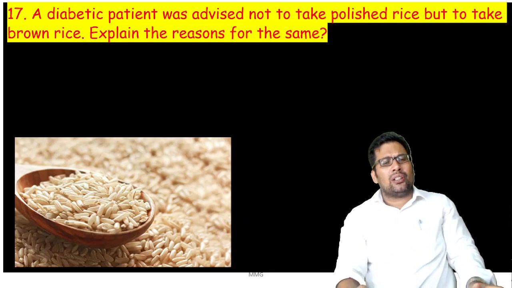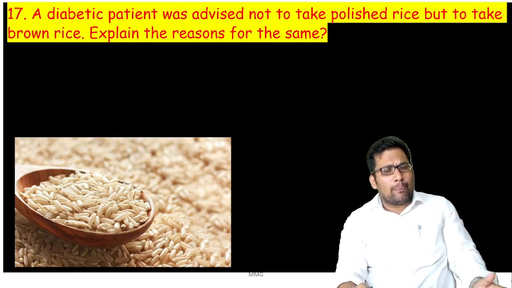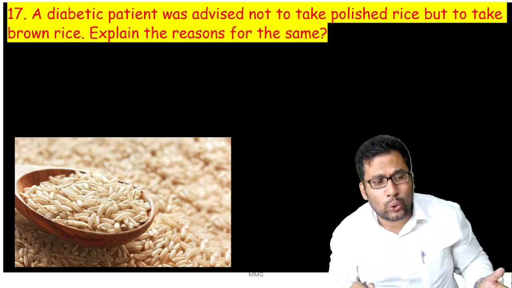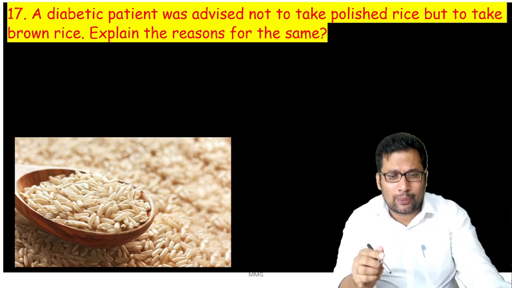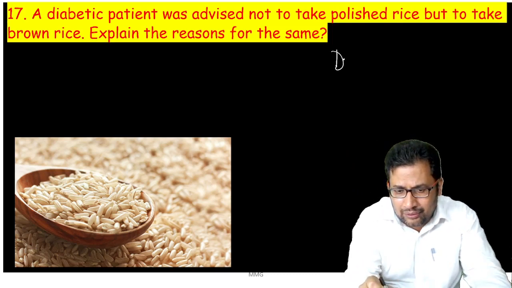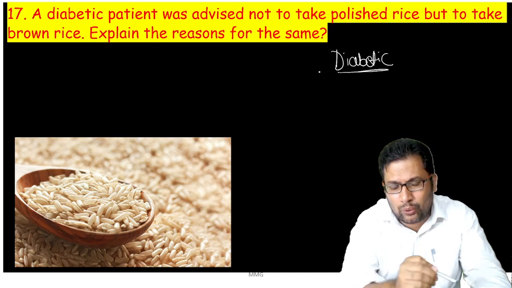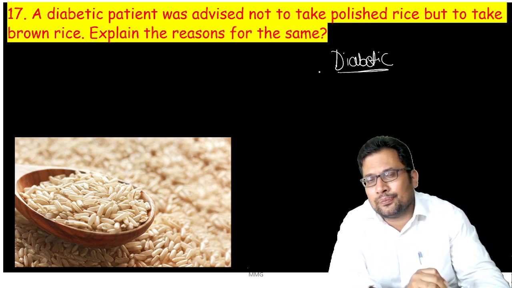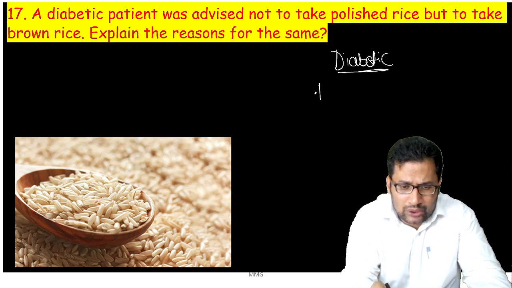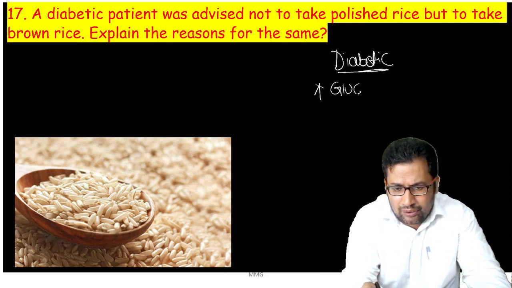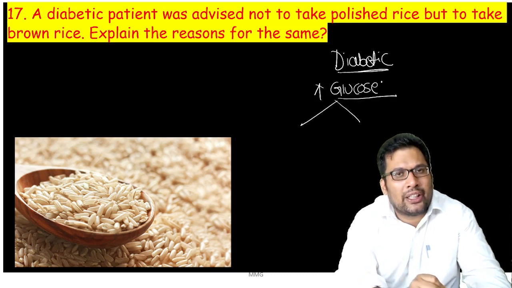A diabetic patient was advised not to take polished rice but to take brown rice. Explain the reasons for the same. The patient is diabetic. You must be knowing diabetes. There is a high blood glucose level. When there is a high blood glucose level, it can lead to three important complications.